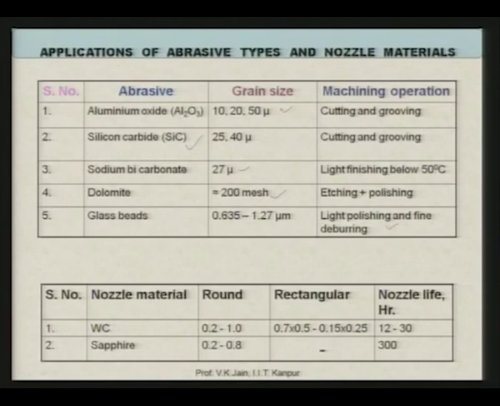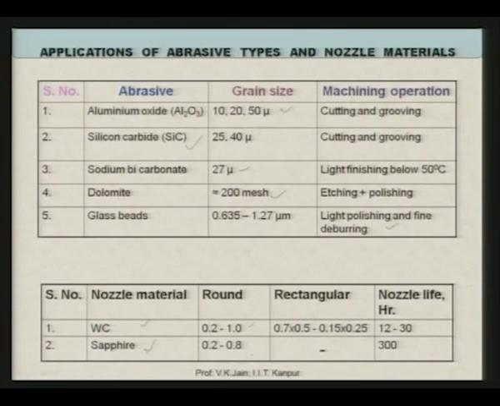Two commonly used materials for making the nozzles are tungsten carbide and sapphire. If they are round, then their size is somewhere 0.2 to 1 millimeter in the case of tungsten carbide, and 0.2 to 0.8 millimeter in the case of sapphire.